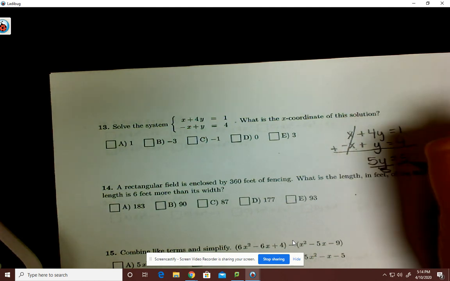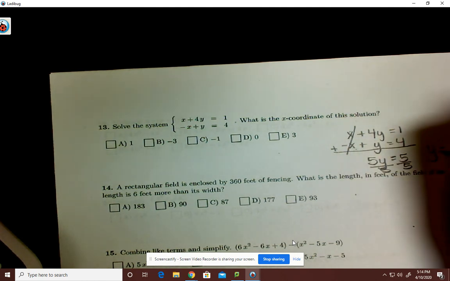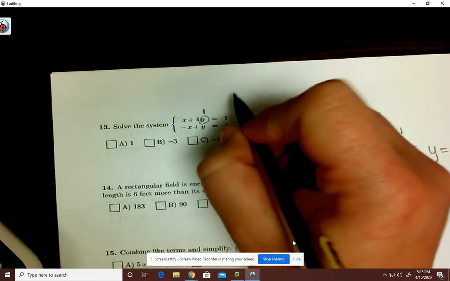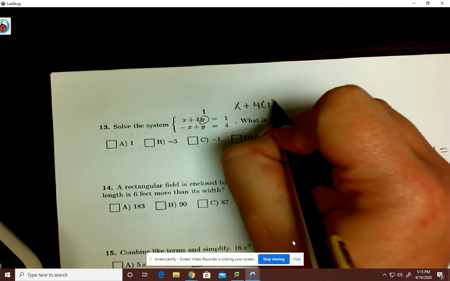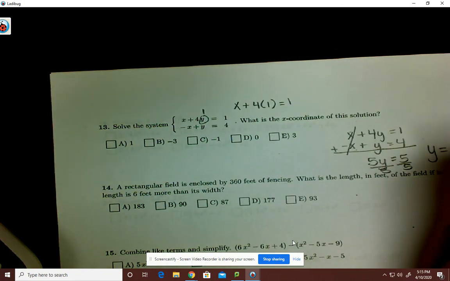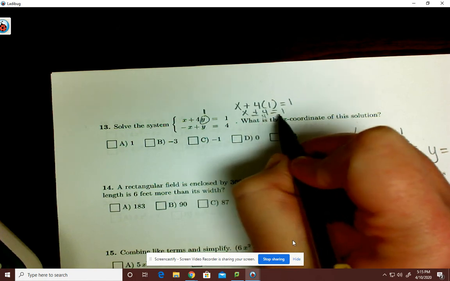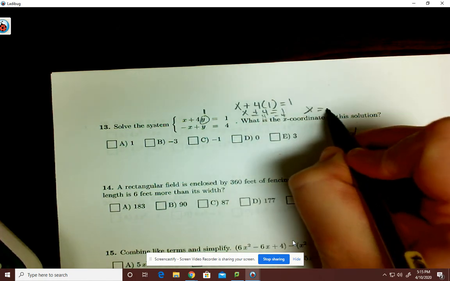And then we divide by 5, and we get y equals 1. So we now know the y is 1. So if I do x plus 4 times 1 equals 1, I can solve for x. So that would be x plus 4 equals 1. Subtract 4, and we get x equals -3.